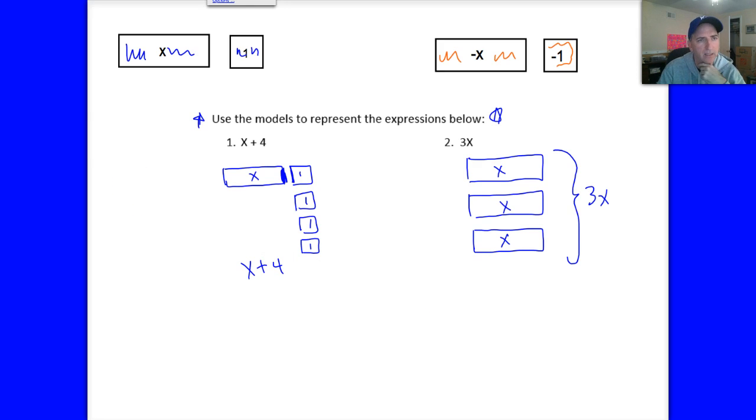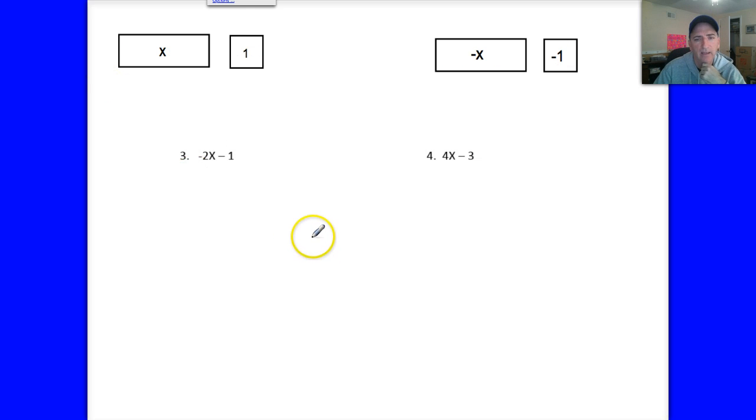Hit pause as you go through this if you're having trouble keeping up. Number 3, notice that it says -2x minus 1. So that means I have 2 negative x's here. And again, if you're not using colored pencils, you need to write -x in there. That picture represents -1x. So that picture represents -2x. Right there, that's -2x.